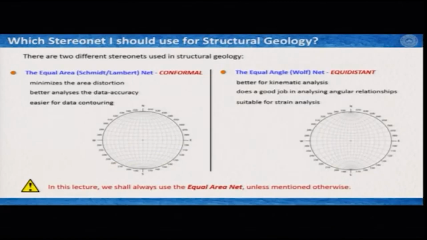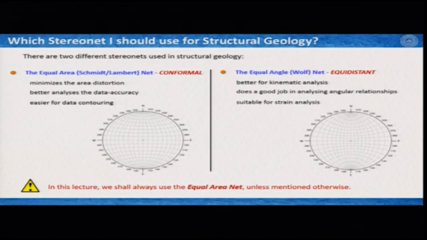Now, as I said, there are many different projection styles, many different possibilities. In structural geology, there are two different types of stereo nets that we use. One is equal area and another is equal angle. The equal area net is also known as the Schmidt-Lambert net, and the equal angle projection is also known as the Wulff projection, or the stereo net is known as the Wulff net.